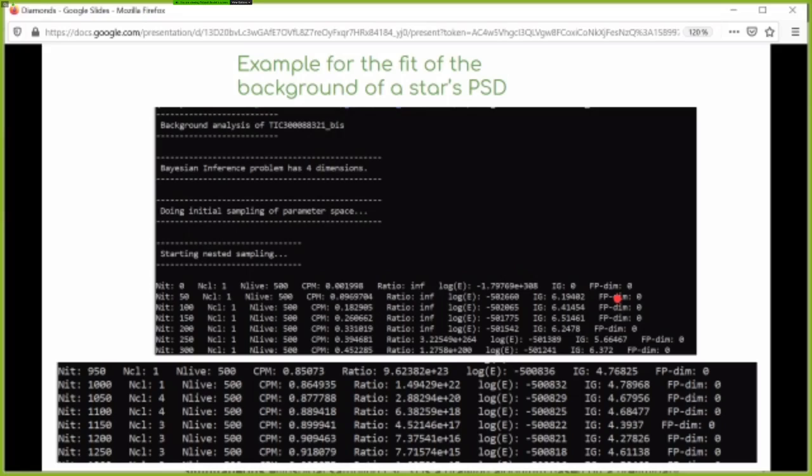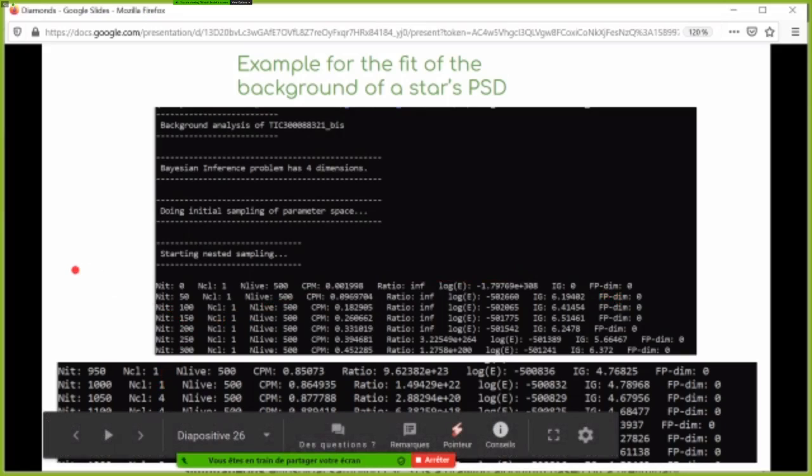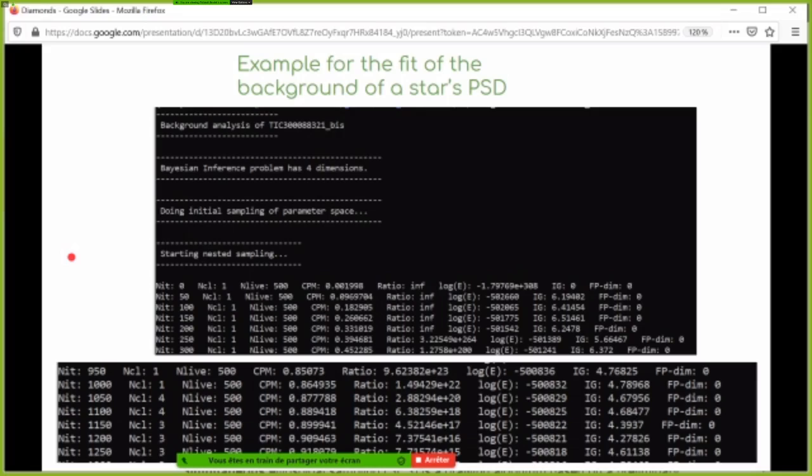What you have here is another part of the iteration, just to show you how the numbers are evolving. You see that the CPS is converging to 1. You see that the number of clusters is moving from 1 to 4 to 3, depending on how the sample is drawn. You can see that the logarithm of the evidence is converging to 0, and the ratio is going down until it reaches 1.